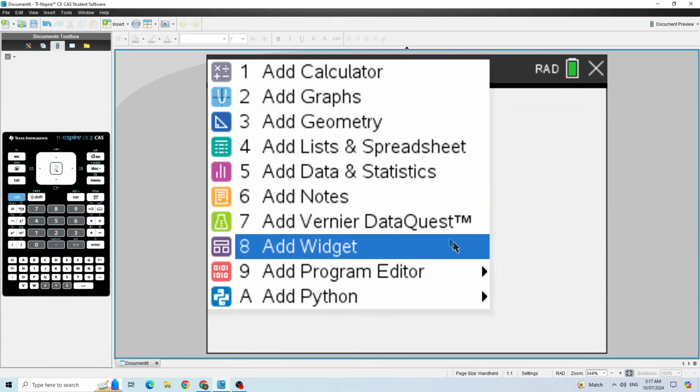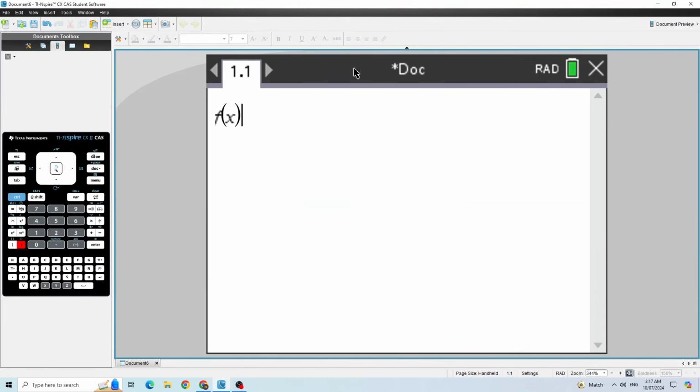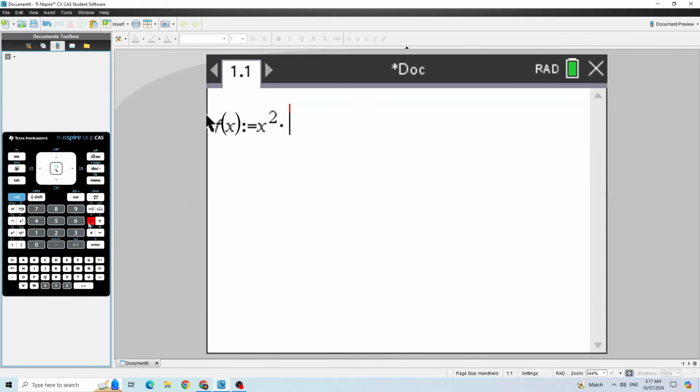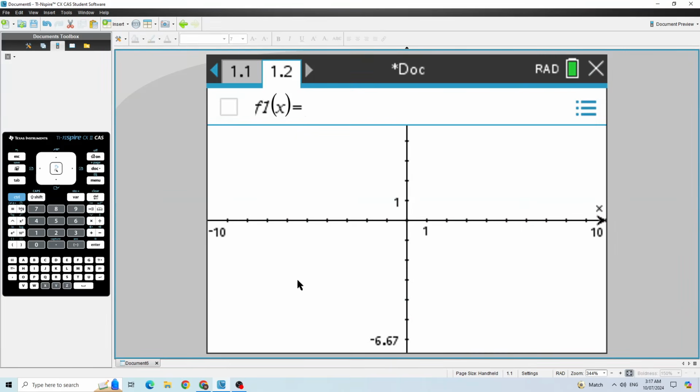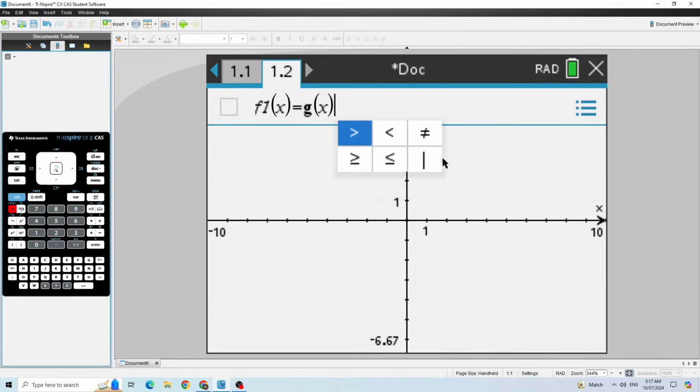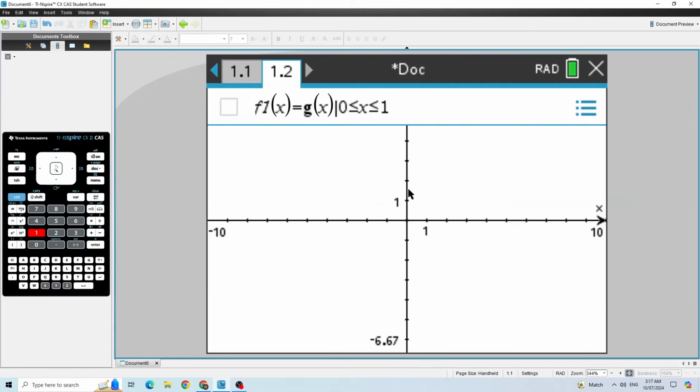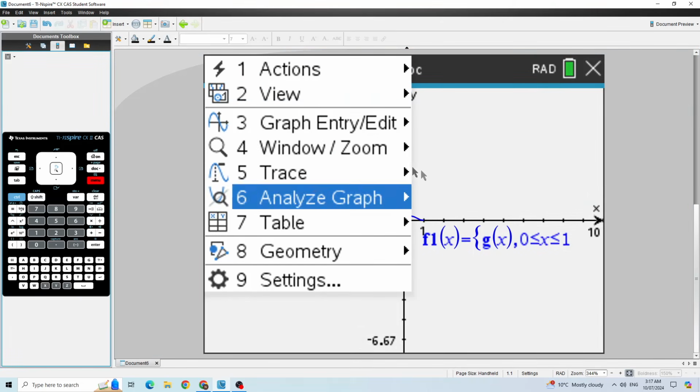I'm going to define them. All right, so f of x is going to be defined as x squared times 1 minus x squared. G of x, divide right? Yeah. G of x is defined as f of x minus a. Beautiful. So now graphing g of x from the domain from 0 to 1. Beautiful. There it is. And we put a slider. There it is. I'm going to zoom it in.